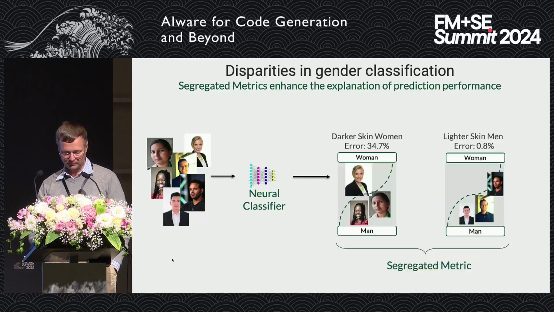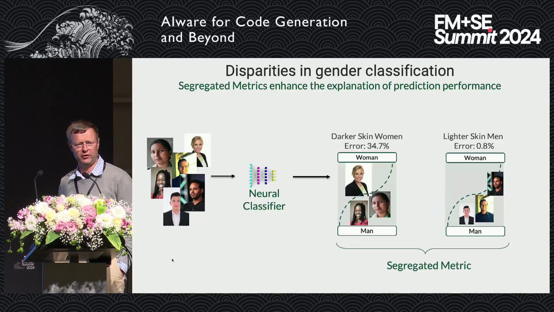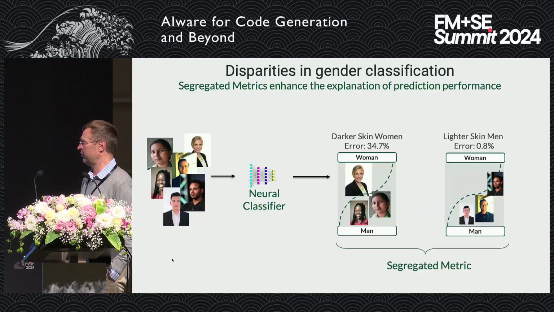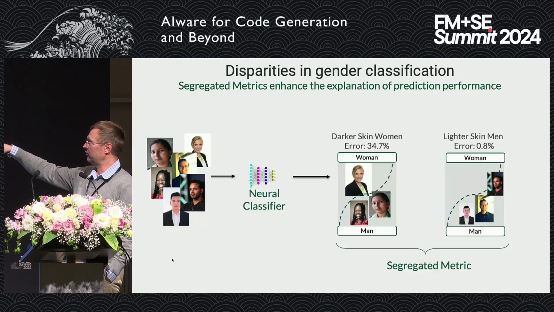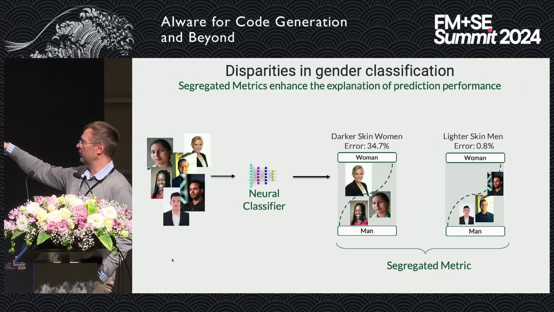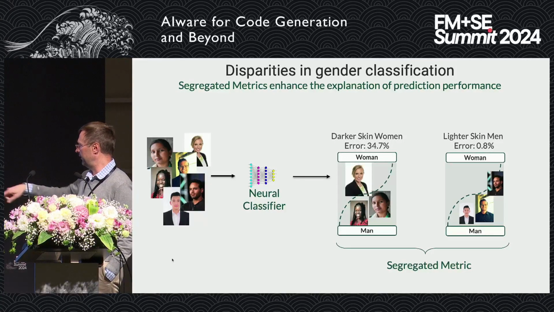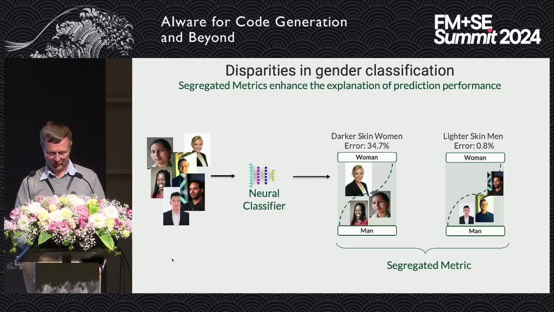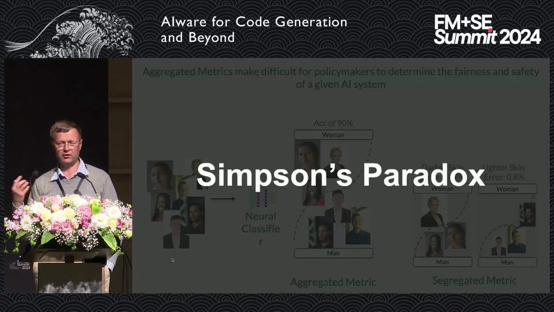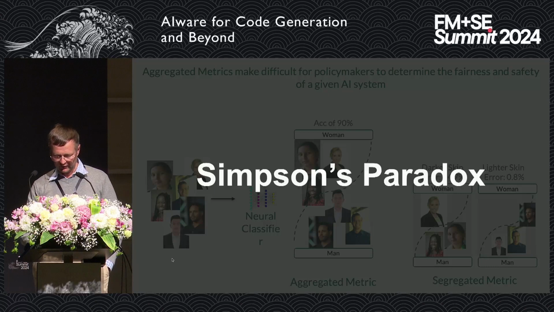It's like 90%. But if you drill down into the different classes of inputs, you will see that the classifier is not doing that well on images with darker skin and lighter skin, for example, for men. And you can only see that if you use some segregated metrics. So this is actually the well-known Simpson's paradox.